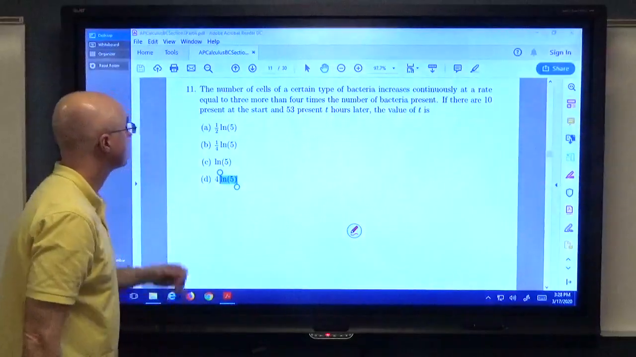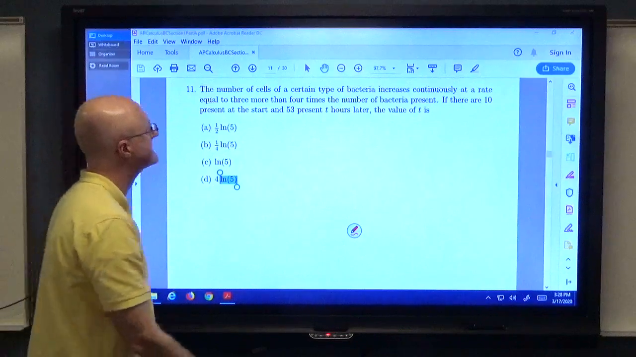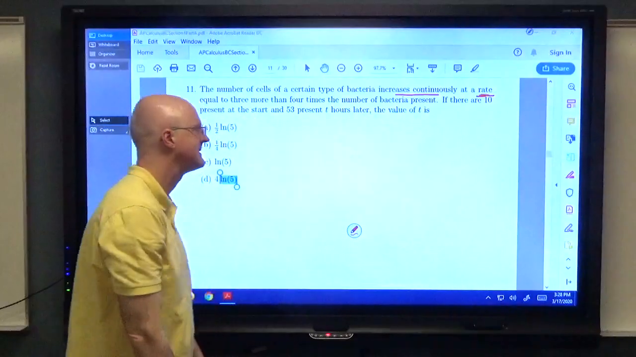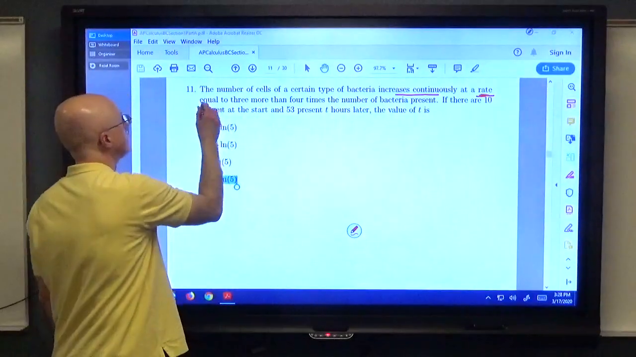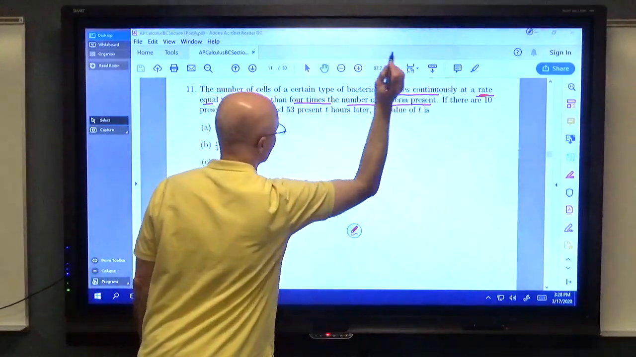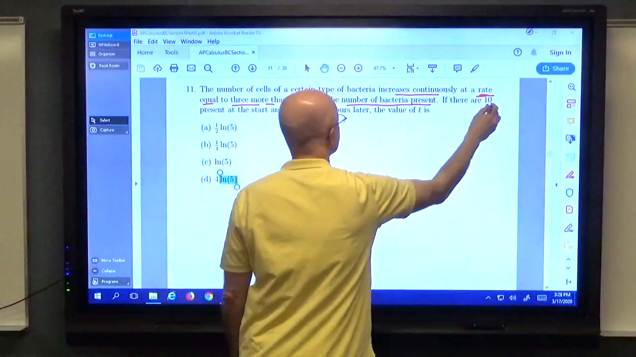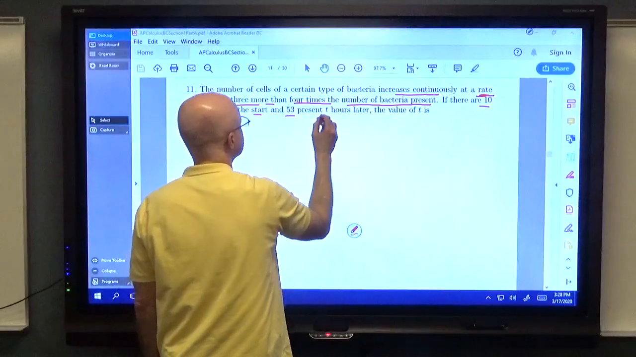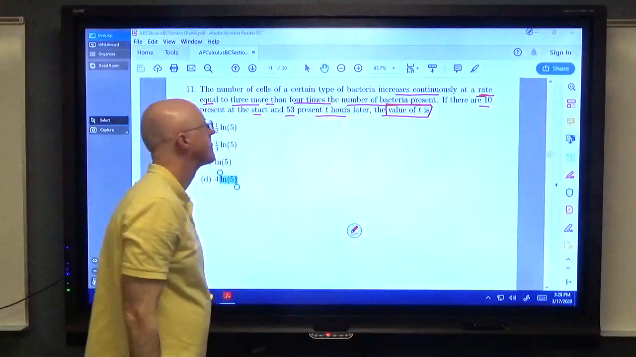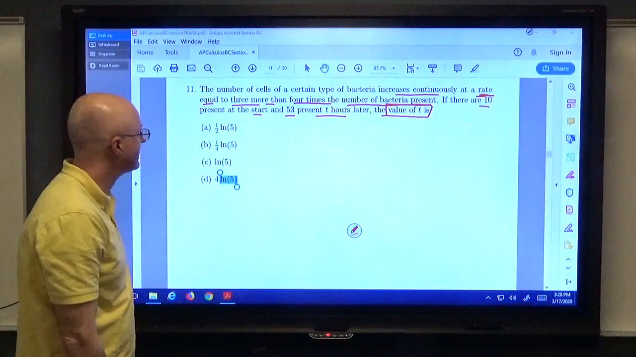It's a differential equations problem. How do you know that? The number of cells of a certain type of bacteria increases continuously at a rate, there's your key word, rate, derivative, equal to 3 more than 4 times the number of bacteria present. Wow. If there are 10 bacteria present at the start at time 0 and 53 present t hours later, what is the value of t? Yeah, it sounds hard. And yeah, the calculations are not super pleasant. Pretty easy to make a mistake.